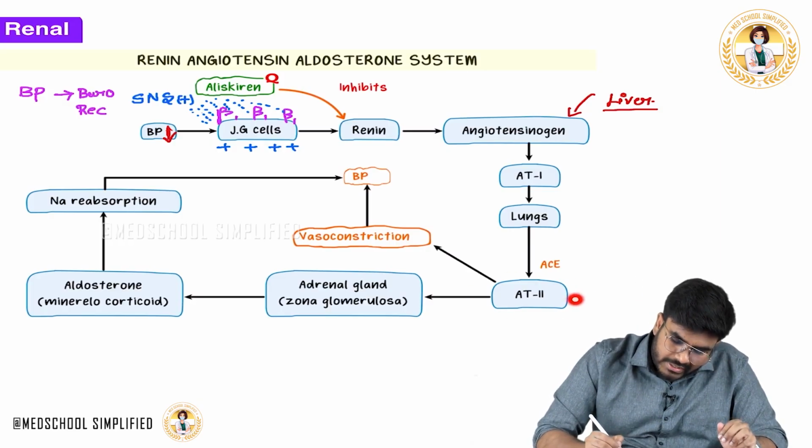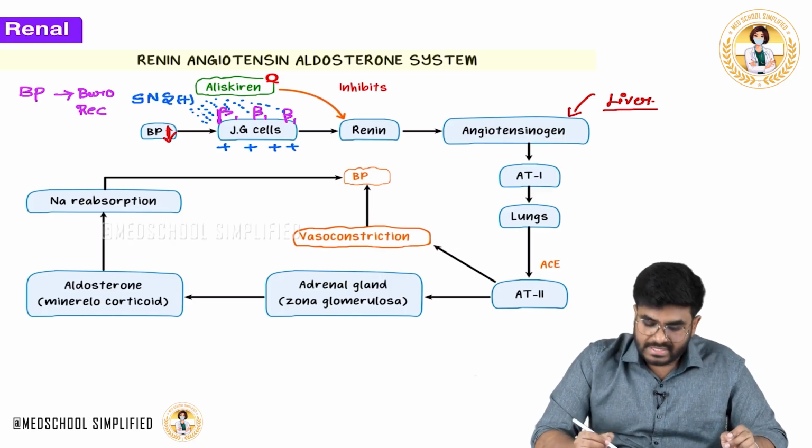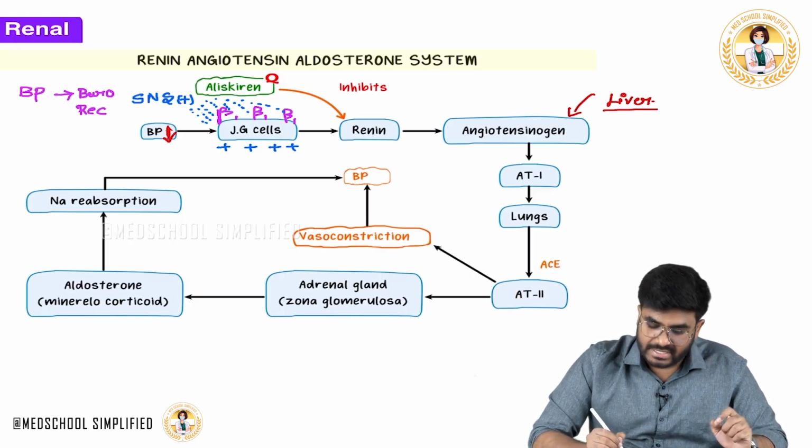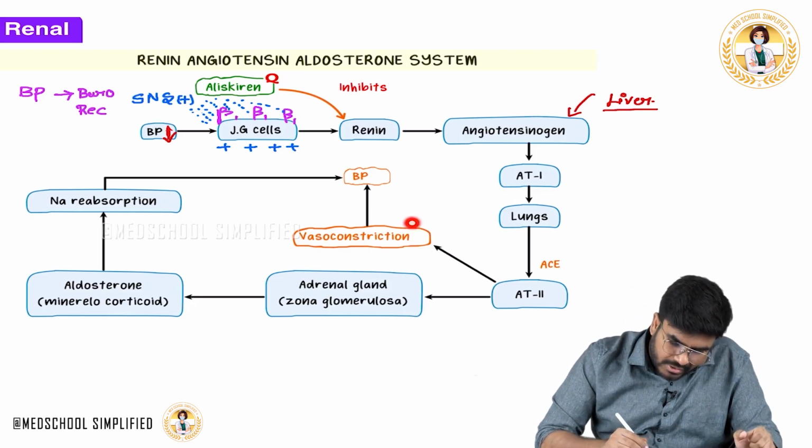Now, what will this angiotensin 2 do, sir? This angiotensin 2 will act on the blood vessel. See, it's there in the name itself: angio means blood vessel, and tensin means something that is doing constriction. So, it's going to cause vasoconstriction.